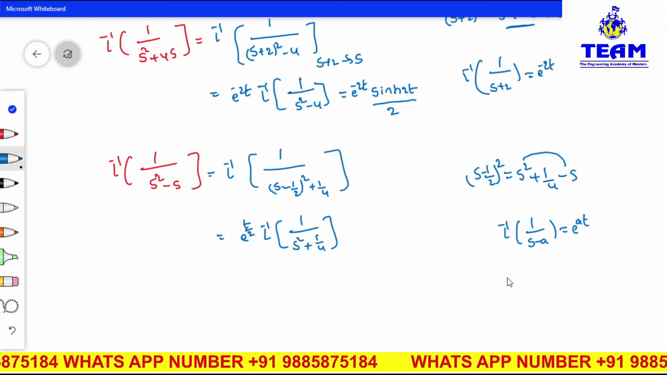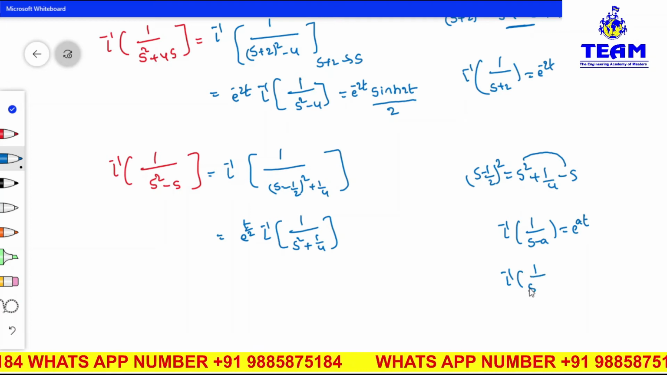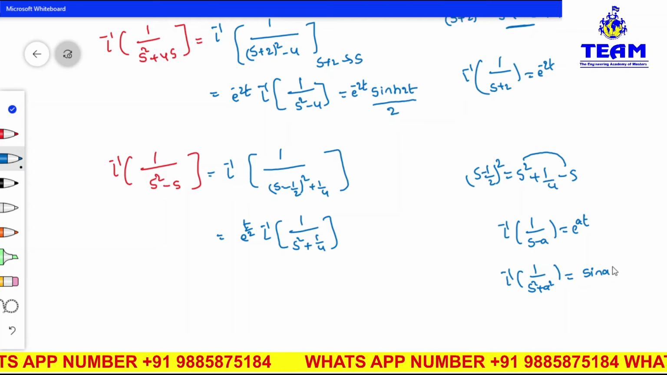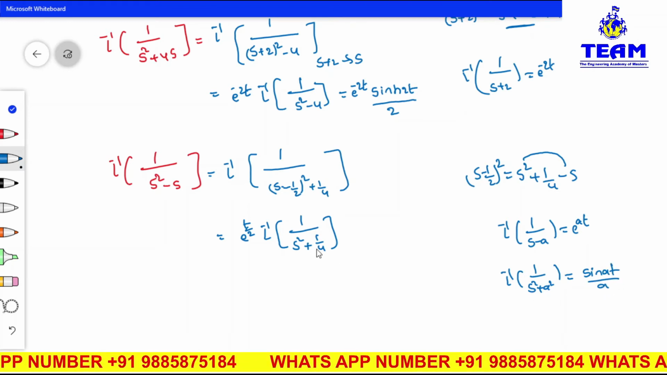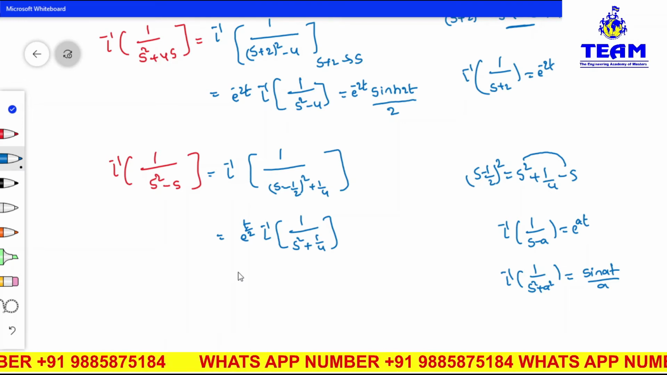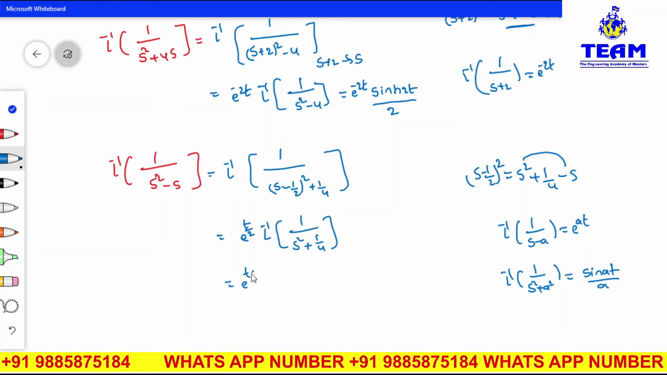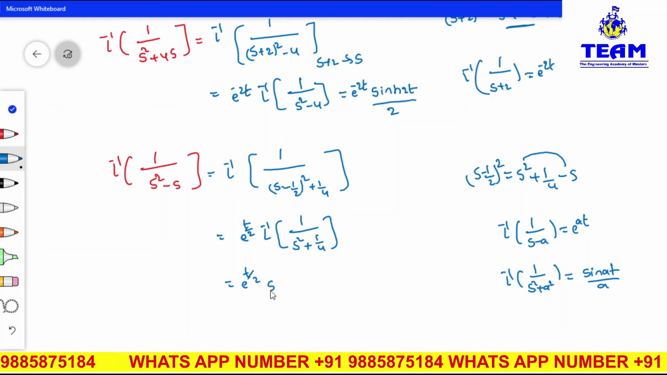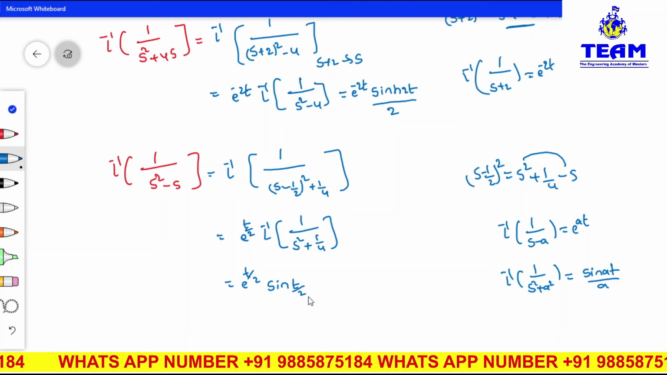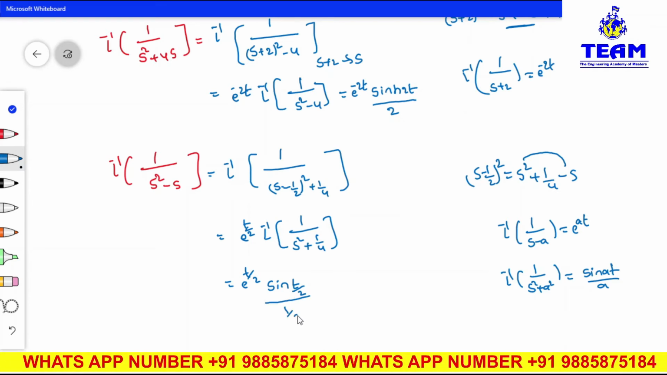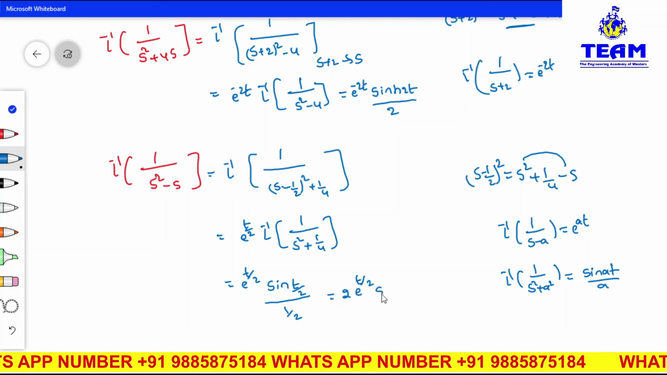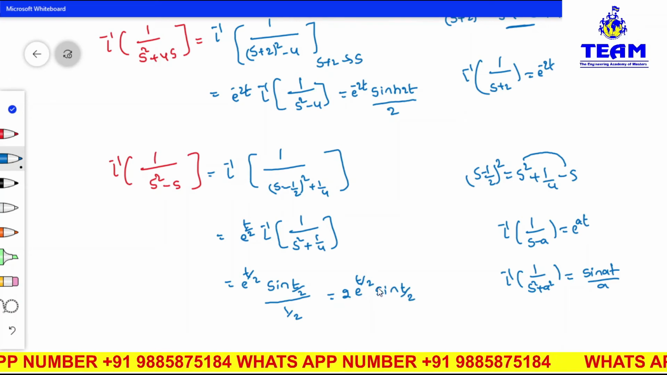Okay, friends, we know the formula. L inverse of 1 by s square plus a square is sin at by a. So in place of a square, what do I have? 1 by 4. So what is a now? 1 by 2. So you can write e power t by 2 times this sin at, where a means 1 by 2. So 1 by 2 into t means sin t by 2 divided by 1 by 2, which implies 2 times e to the power of 1 by 2 into sin t by 2.